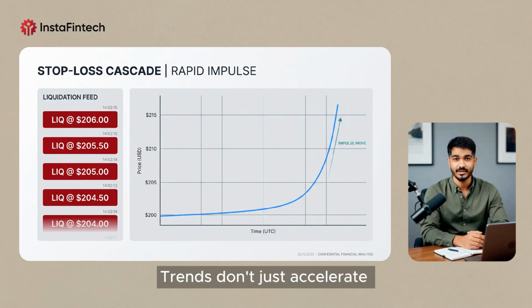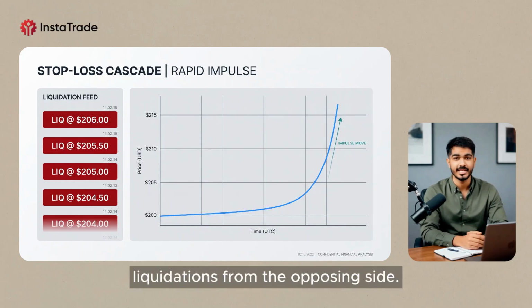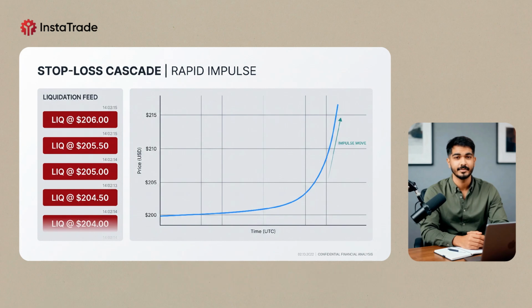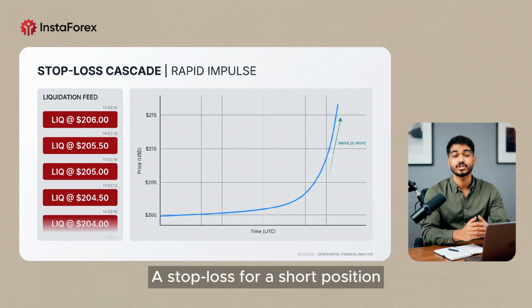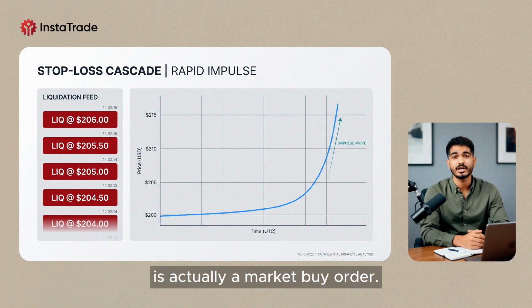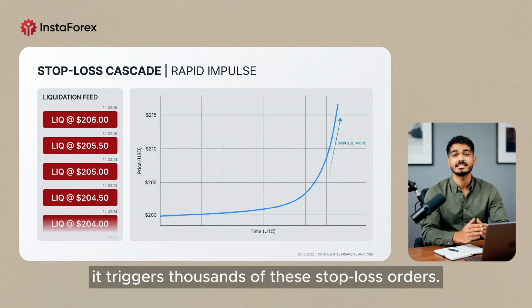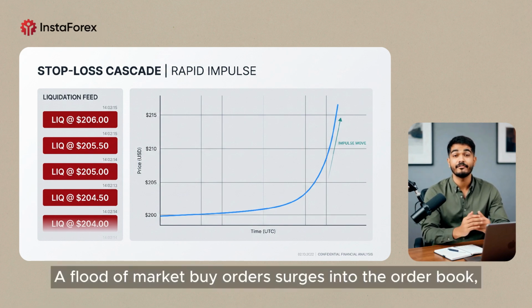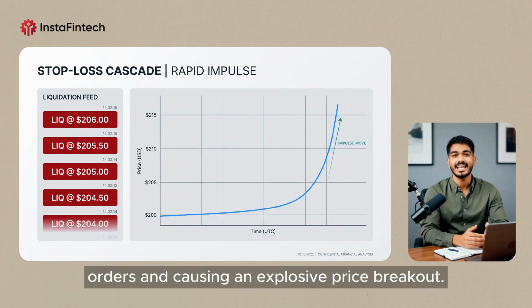Trends don't just accelerate because of incoming new buyers, but also due to forced liquidations from the opposing side. This process is known as a stop-loss cascade or liquidation run. A stop-loss for a short position is actually a market buy order. When price rises and breaks through key resistance, it triggers thousands of these stop-loss orders. A flood of market buy orders surges into the order book, rapidly consuming sell limit orders and causing an explosive price breakout.